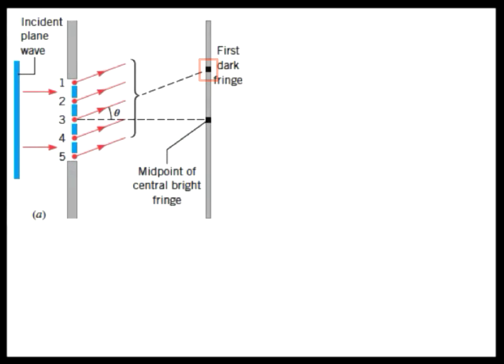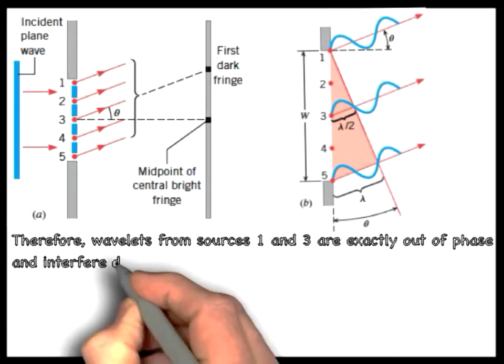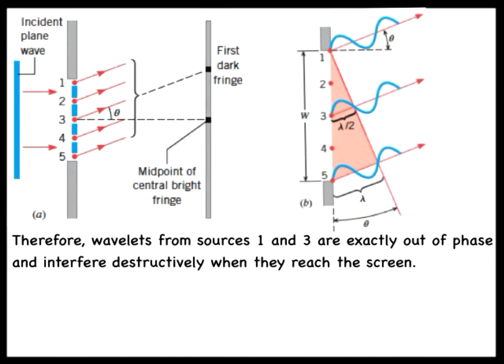Here, the wavelet from source 1 travels the shortest distance to the screen, while the wavelet from source 5 travels the farthest. Destructive interference creates the first dark fringe when the extra distance traveled by the wavelet from source 5 is exactly 1/2 wavelength, as the colored right triangle in the drawing indicates. Under this condition, the extra distance traveled by the wavelet from source 3 at the center of the slit is exactly 1/4 of a wavelength. Therefore, wavelets from sources 1 and 3 are exactly out of phase and interfere destructively when they reach the screen. Similarly, a wavelet that originates slightly below source 1 cancels a wavelet that originates that same distance below source 3.